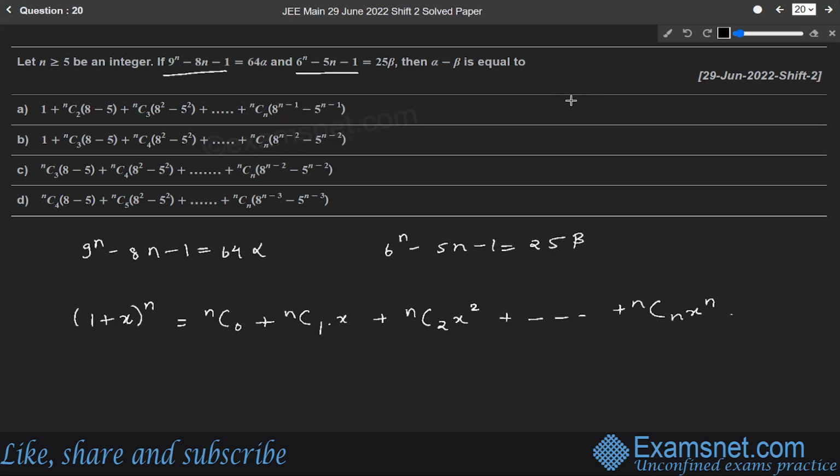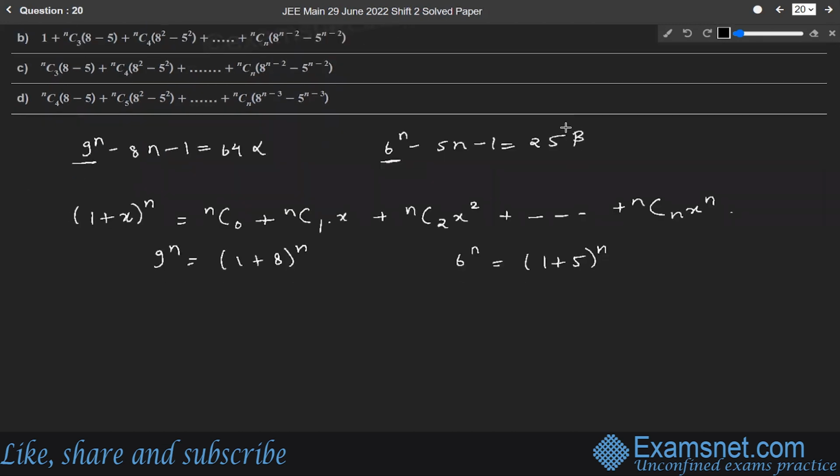Now, let us convert these equations into the form (1 + x)^n. You can see that the first term is 9^n. 9^n can be written as (1 + 8)^n because 1 + 8 is 9 only. So we can write 9^n as (1 + 8)^n. And similarly, 6^n can be written as (1 + 5)^n. So let us substitute the values here.